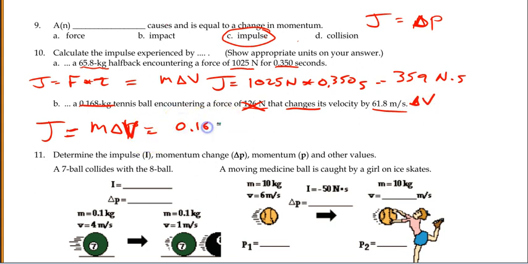So 0.168 kilograms multiplied by 61.8 meters per second will give us an impulse of 10.4, again, now newton seconds, or kilogram times meter per second. They are equivalent units. Now, it doesn't tell us which way it changes its velocity. We don't know if it's sped up or slowed down. All we know is that it did change its momentum by that much.